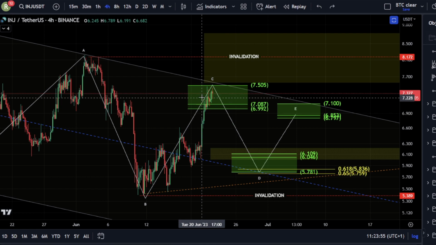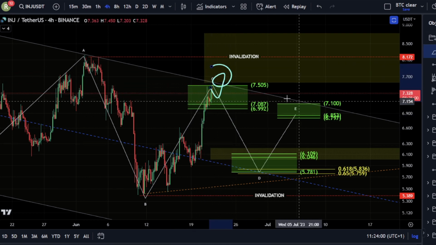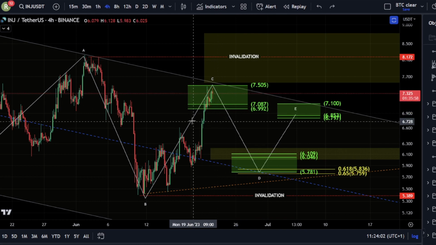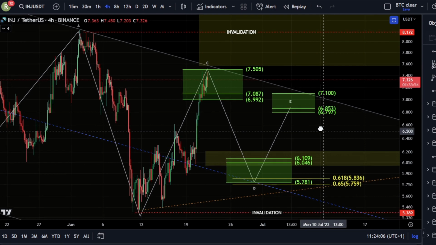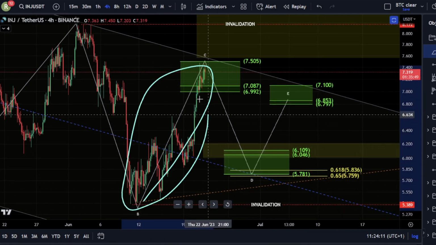But we need to be aware that there is still that potential for continuation here to the upside. So we need to see that fourth wave invalidate first if we're looking for this possibility of coming back down. Now, I've got two targets for this D wave based off of the C wave size. So that's based off of this wave here.